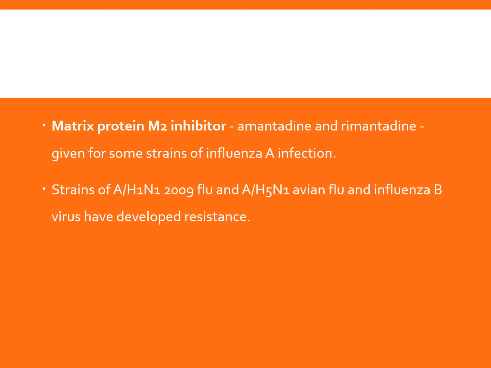There are other drugs that are usually not preferred: the matrix protein M2 inhibitors, amantadine and rimantadine. In some strains of influenza A, they can be given. But the strains which are now circulating in our country have developed resistance to this drug. So therefore, we are going for the neuraminidase inhibitors.